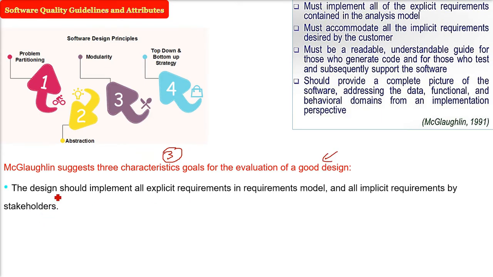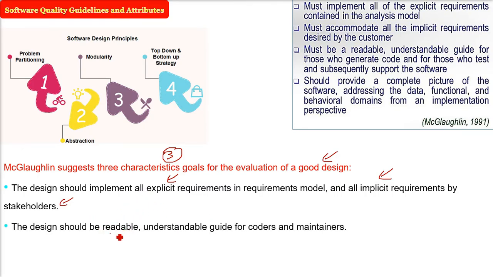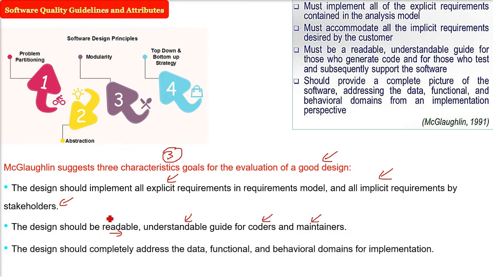A design which implements all the explicit requirements, those requirements which are properly set for you in the requirement model. What is there in the requirement model? Along with this, the implicit requirements that the stakeholders have not conveyed, the quality requirements, have to be there. The design should be clearly readable, in good notation, understandable. It should be a guide for the coders, the programmers, and the people who are going to maintain it, the maintainers. The design should clearly, specifically, and efficiently address the data, functional and behavioral domains for implementation.